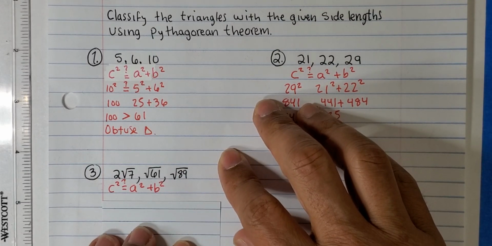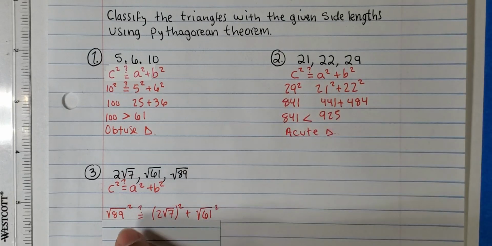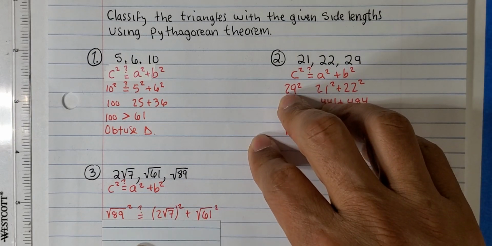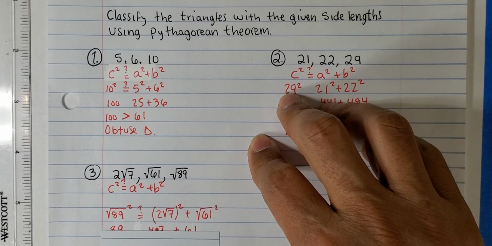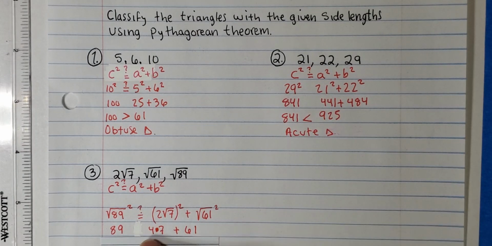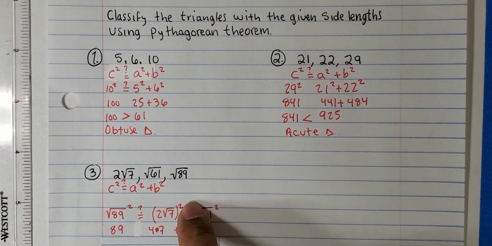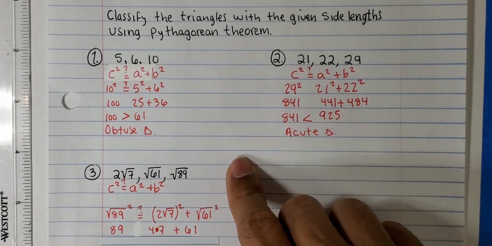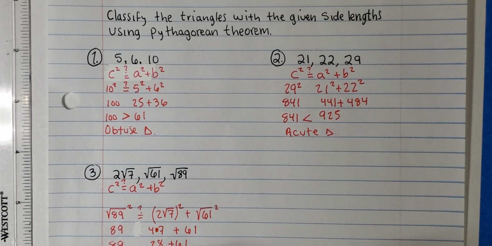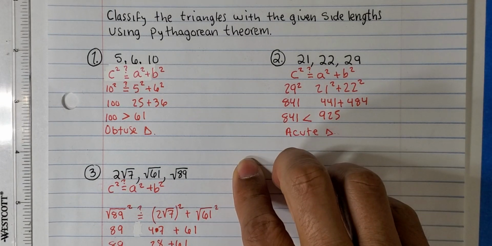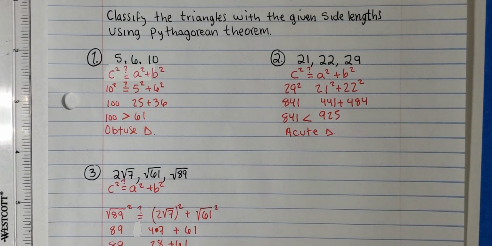Having said that, I'm going to substitute into this formula. The square root of 89 squared, is this equal to 2 times the square root of 7 squared plus the square root of 61 squared? What the square is going to do to the square roots is remove the radical signs. So this is just 89. This is 4 times 7, because 2 squared is 4 and the square root of 7 squared is just 7, and this is 61. So this is 89, and this is 28 plus 61, and if you add 28 and 61, that is equal to 89.